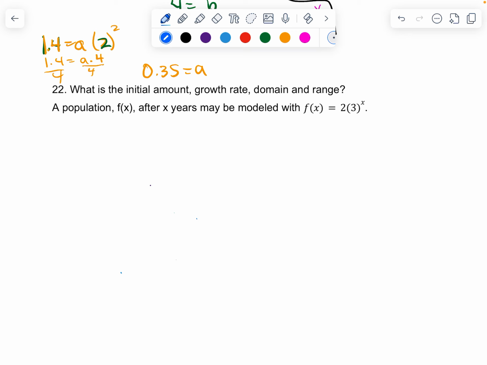What is the initial amount, growth rate, and domain and range? A population, f of x, so that's people, after x years, that means it's time, may be modeled by this equation. This right here is our initial value. This right here is going to be our growth rate.